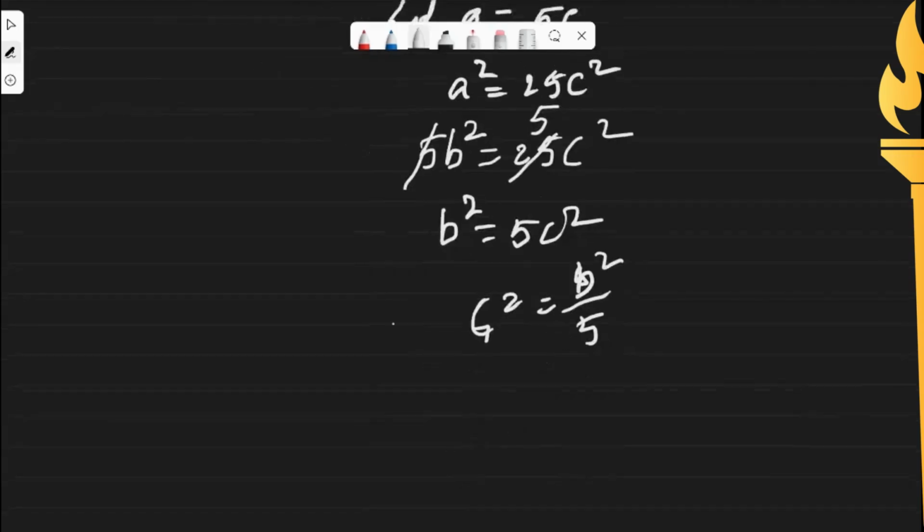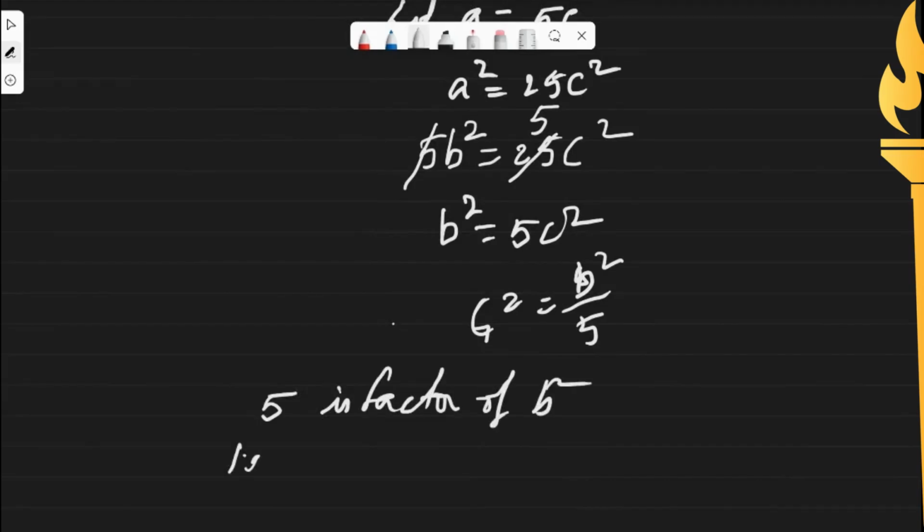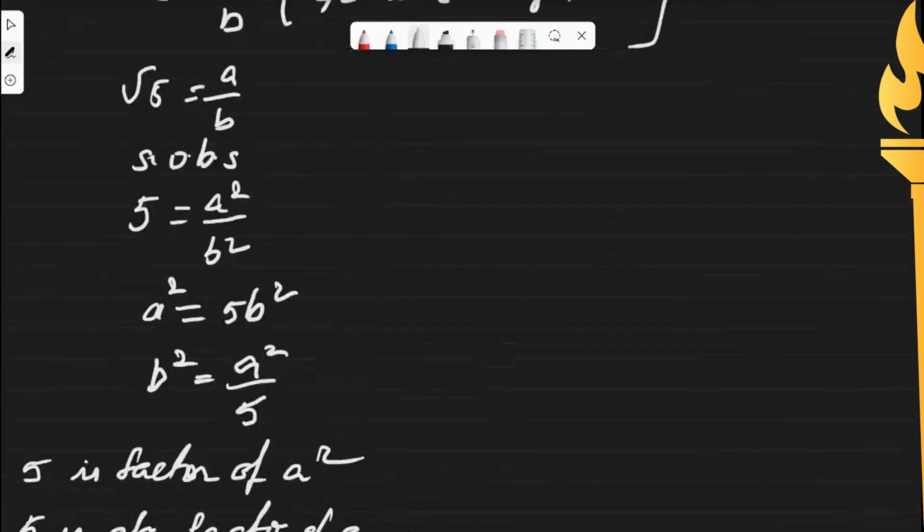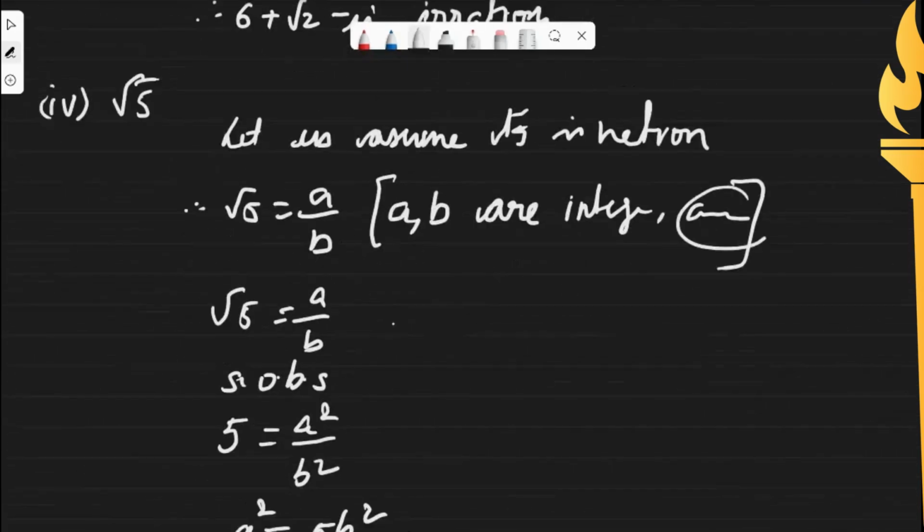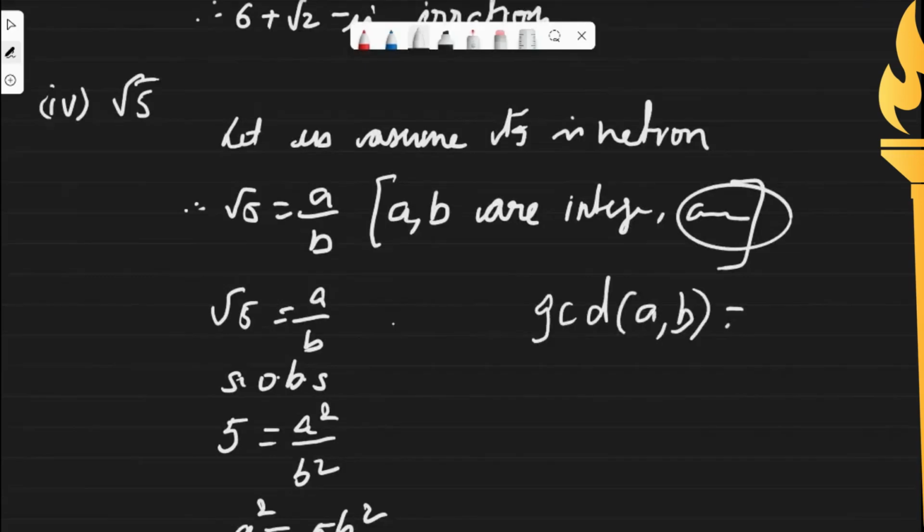Now 5 is a factor of b square also. 5 is a factor of b square, that is, 5 is a factor of b, which is not possible because 5 cannot be a common factor for both a and b, because we said that a and b are co-primes, which is GCD of a and b should be equal to 1.